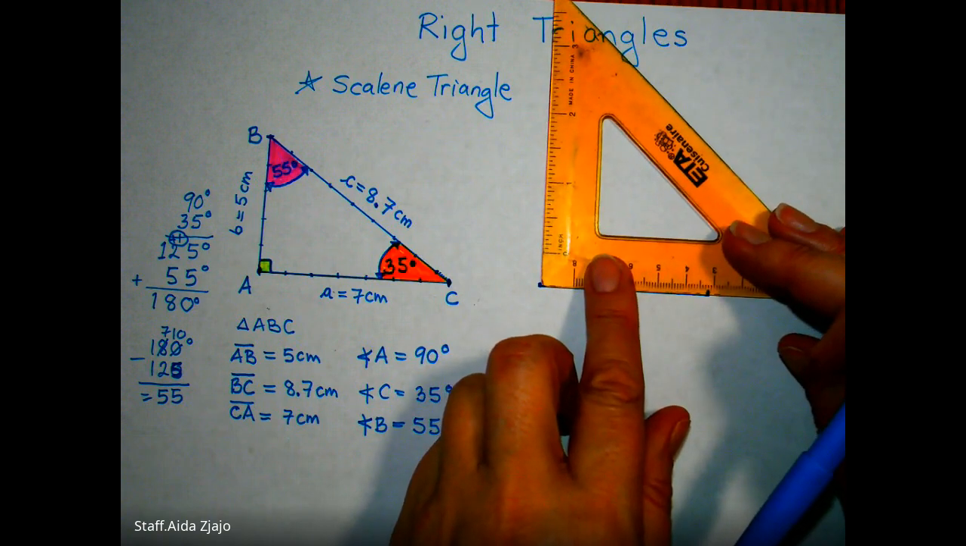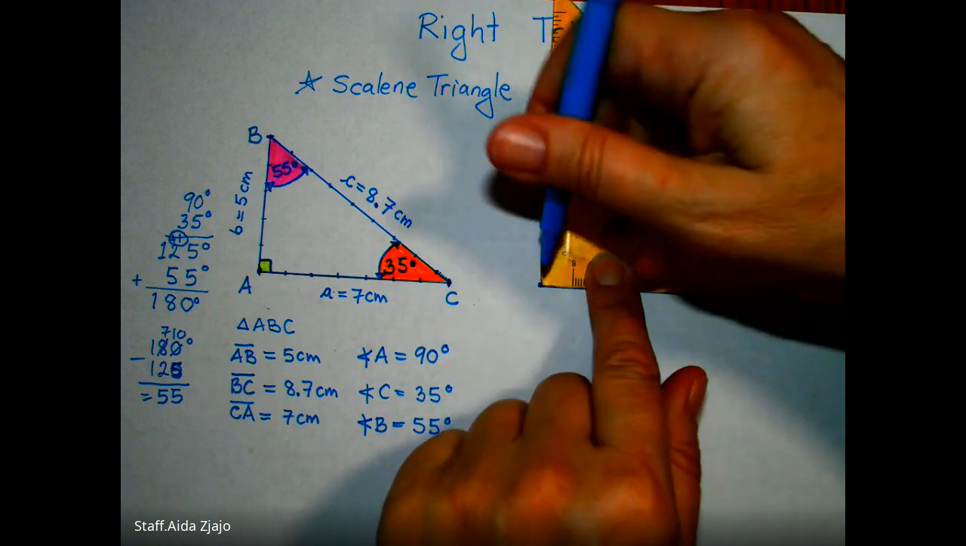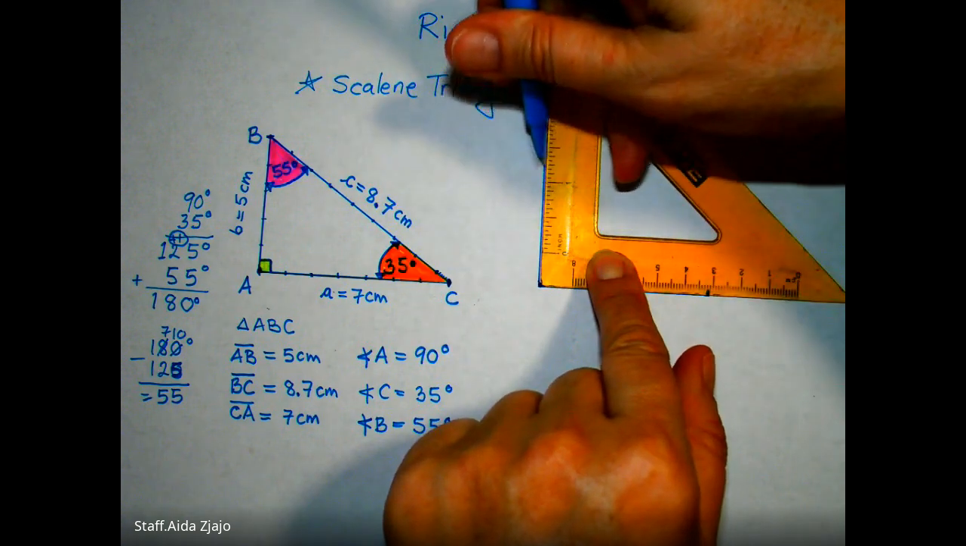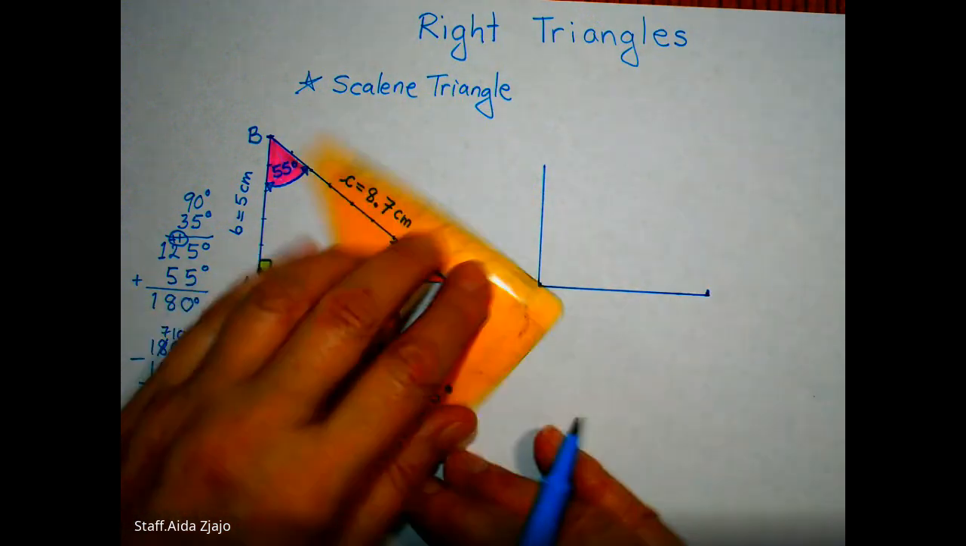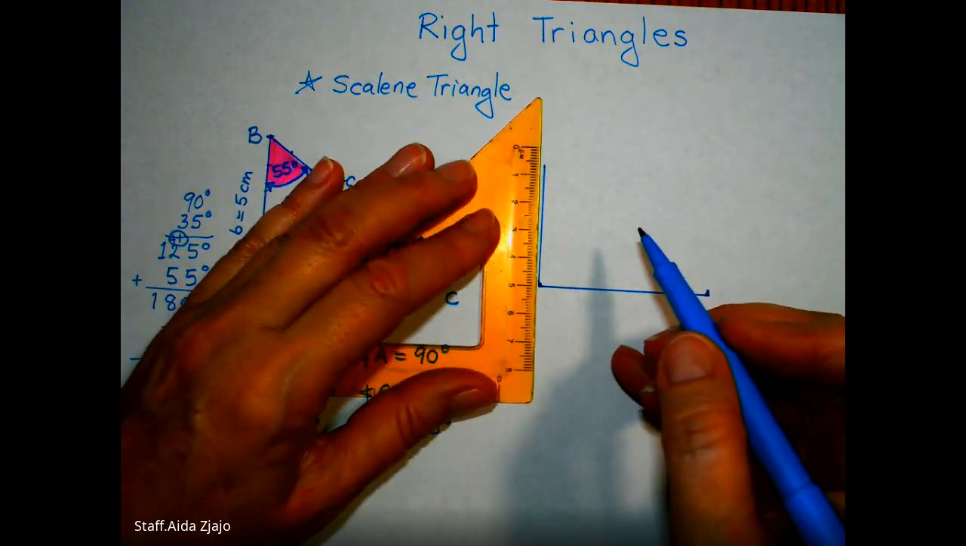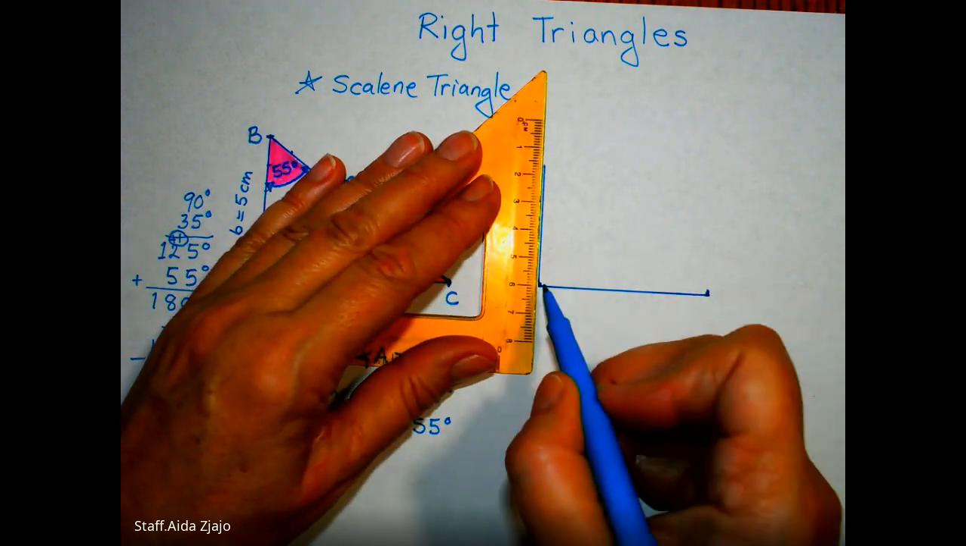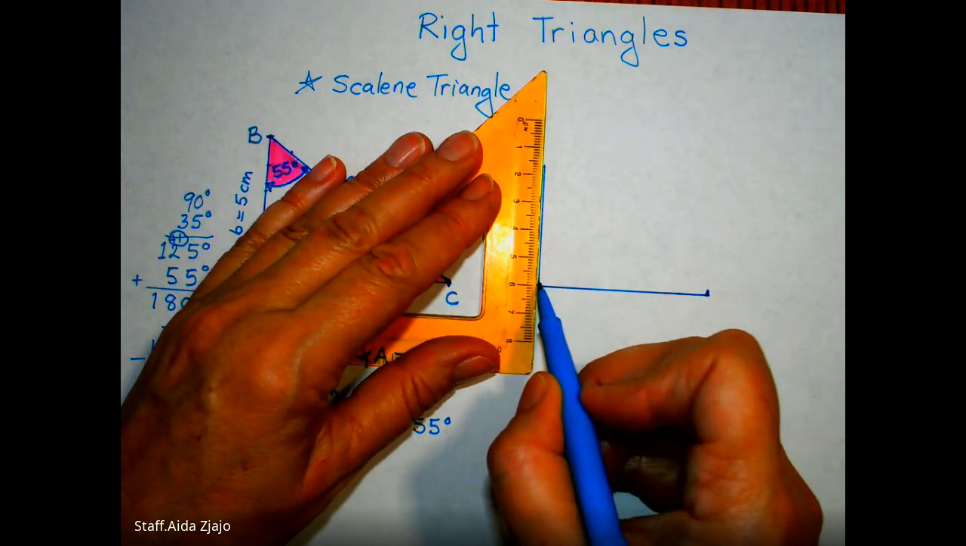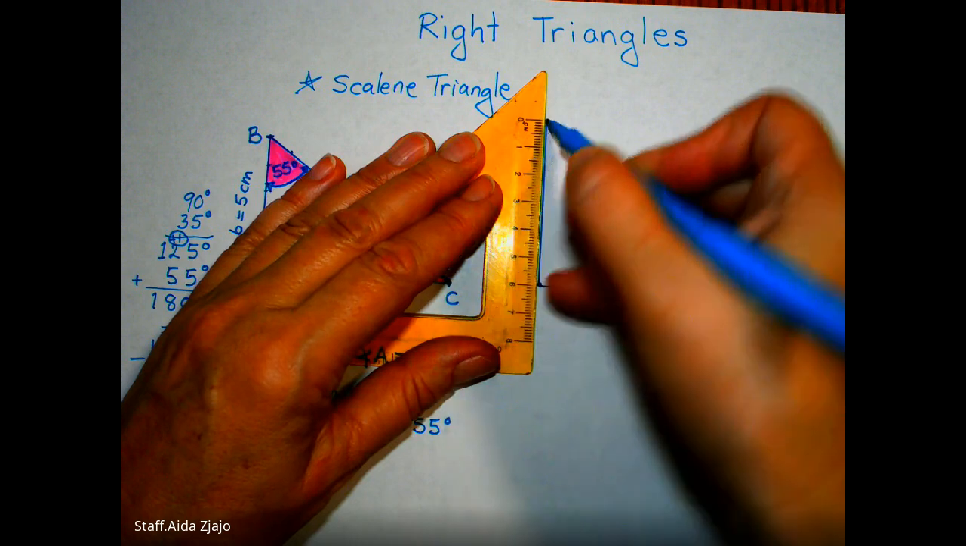Here is the right angle. Okay, so now I'm going to make sure that I measure 6 centimeters. So I'm going to start from the back. Here is a 6, and I'll go all the way to 0.